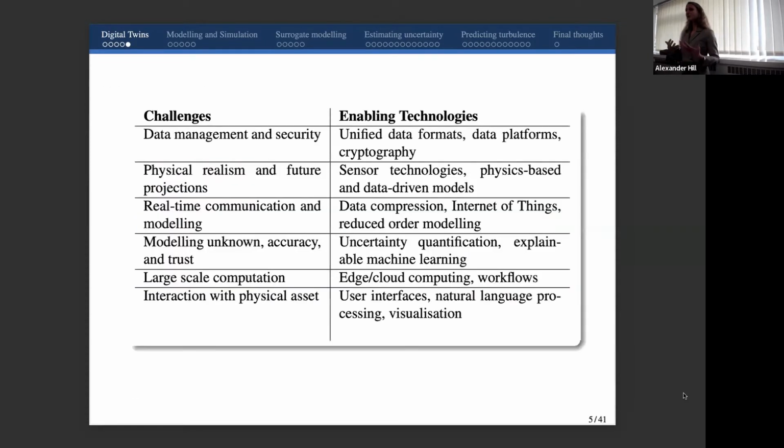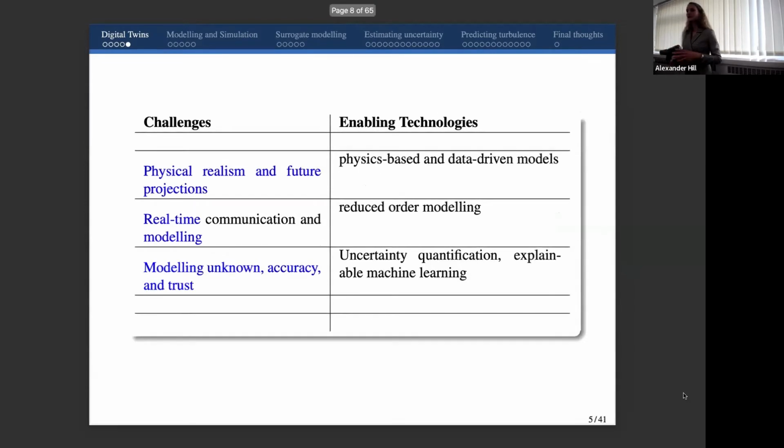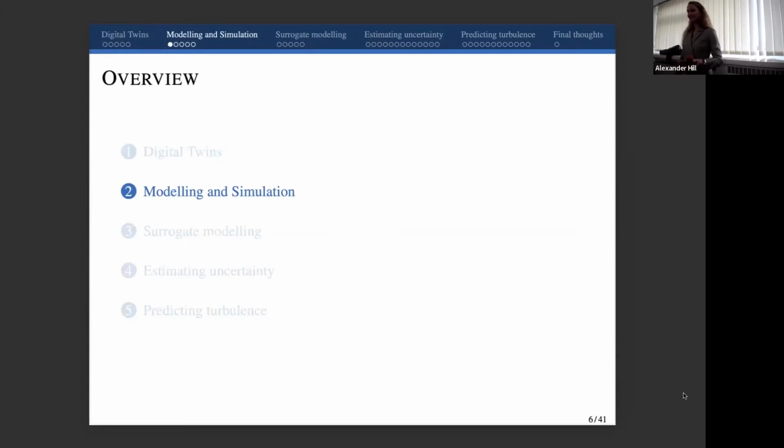So, what do we need to do to fulfill the promise of a digital twin? There are multiple challenges, but people are advancing with enabling technologies. And today, I really would like to focus on the aspect of physical realism of digital twins, real-time modeling, and modeling under uncertainty, where there's lack of knowledge, there are errors, there's lack of accuracy. And that brings me to the next part of this presentation. It's focusing on modeling and simulation.